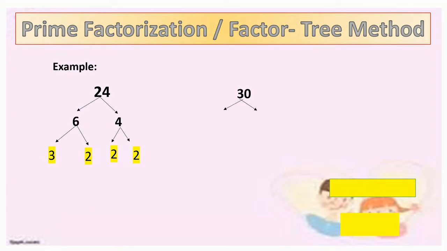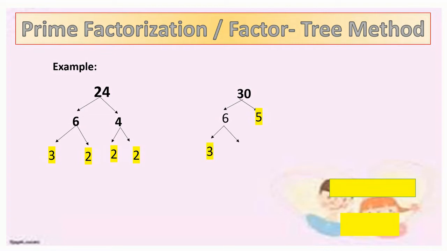So, dito kina 6 and 5, si 5 ay isa nang prime number. So, wala na tayong gagawin diyan. Hindi na natin yan gagalawin. Pero si 6, pwede pa yan. So, mag-isip na naman ng numbers. Yan. So, we have 3 and 2.